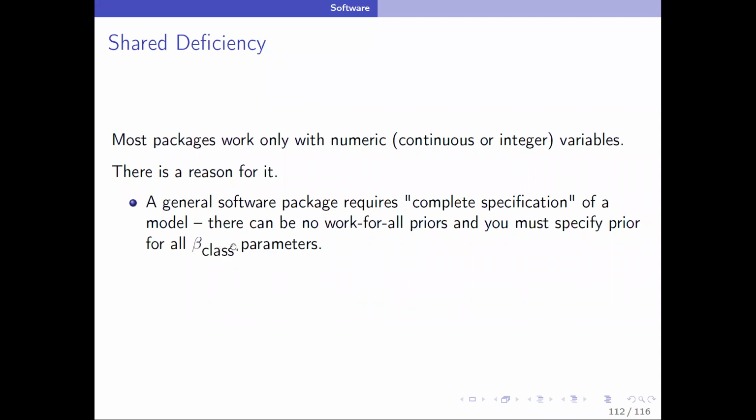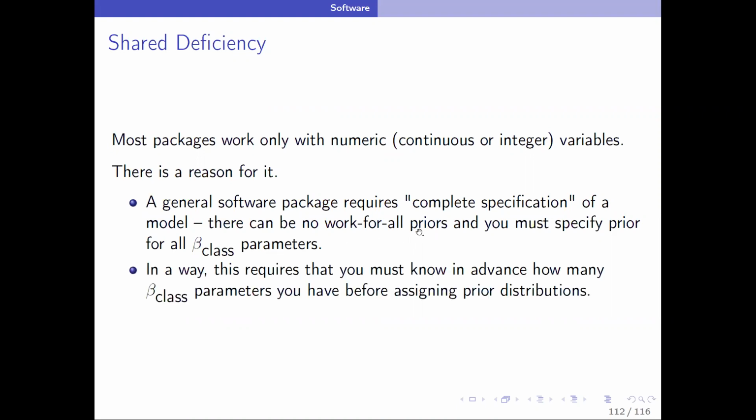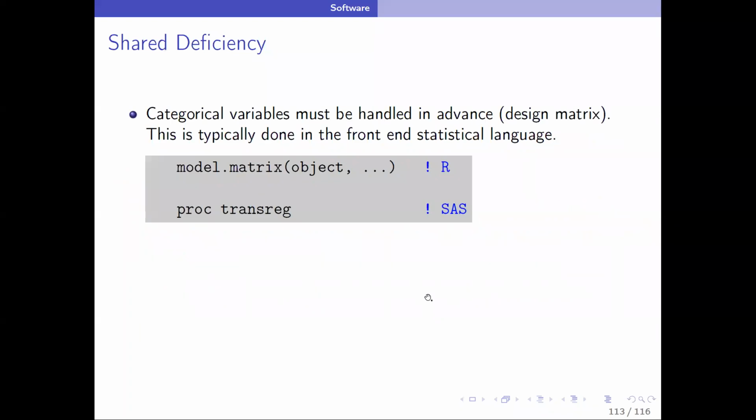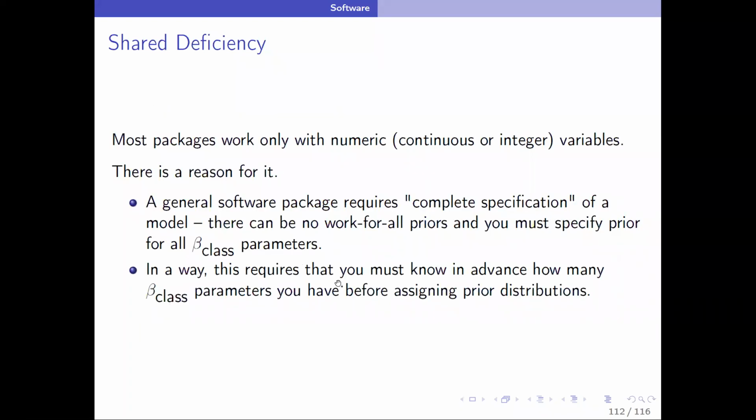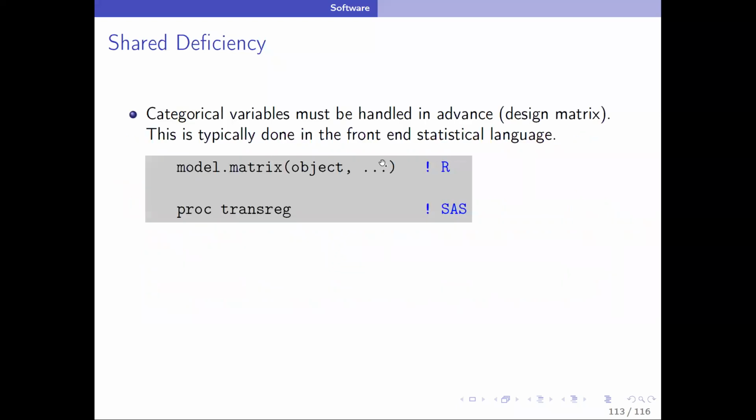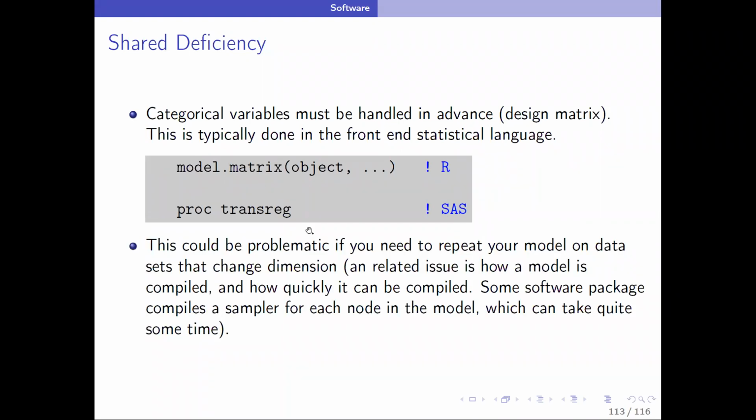Because these beta parameters can enter the model in any linear, nonlinear way, there's no way you can have it work for all prior distributions. So you must know in advance how many beta parameters there are before assigning prior distributions and such. And because of this deficiency, all these software packages punt the problem to the user. Now this becomes a user issue. In R, you use model.matrix to figure out a design matrix, and in SAS, you use PROC TRANSREG to do it. And it is not ideal.